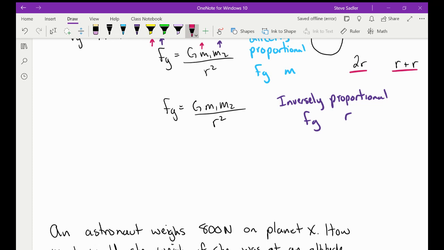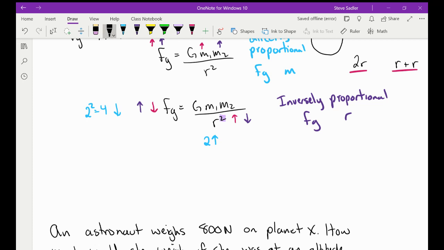Basically, as radius goes up, force of gravity goes down. And as radius goes down, force of gravity goes up. They act opposite on each other. But you have to be careful because the radius is squared. So in this case, if we make the radius go up by a factor of 2, the force of gravity is going to go down by a factor of 2 squared because of that squared. So it's going to go down by a factor of 4. So if I double the radius, or the distance between the two objects, the force of gravity is going to go down by a factor of 4.